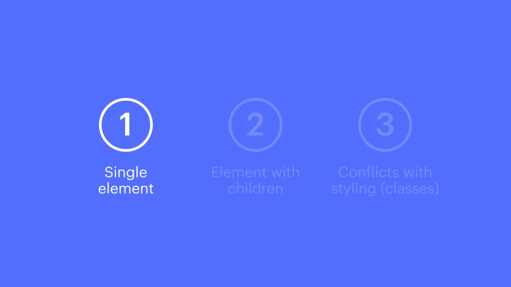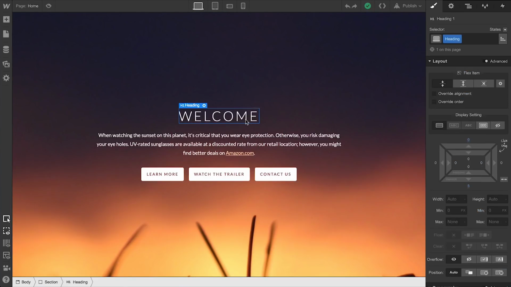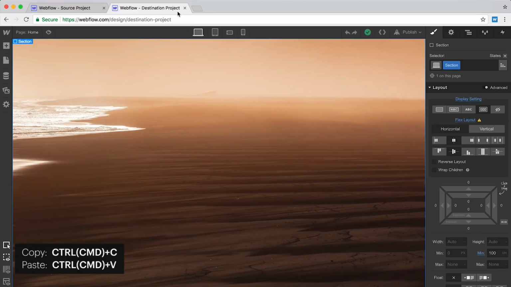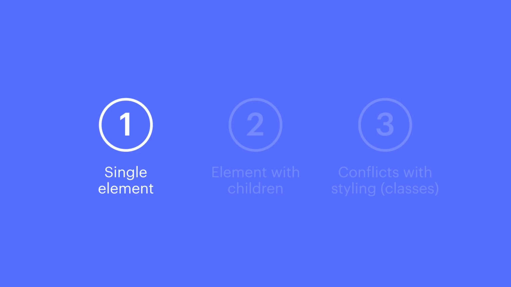Let's do single element. Here's a heading. We know it's a heading because at the top it says heading. Let's copy it, and we'll go over to another project here and paste it. That's it. That's copy-paste for a single element.